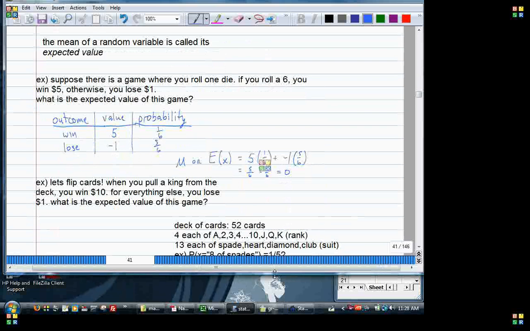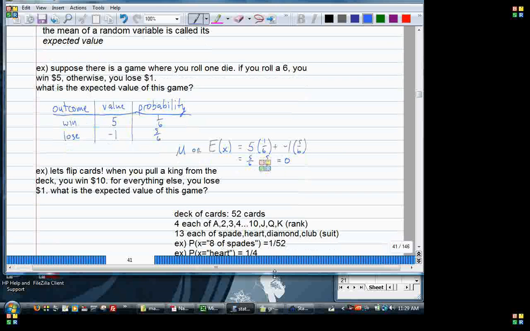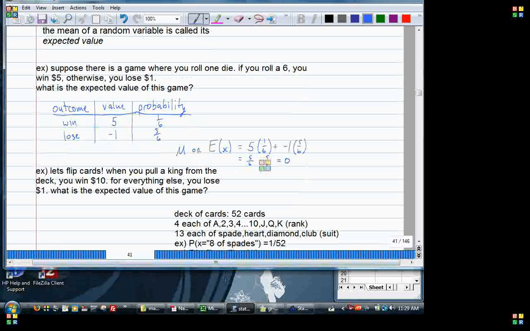So, for example, what are the 4 kings? Exactly. King of spades, king of hearts, king of diamonds, king of clubs. Okay. So, for example, if I said, what's the probability that you pull an 8 of spades? There's only one 8 of spades, so it's 1 out of 52. Okay. What's the probability that you pull a heart? 13 out of 52. Right.